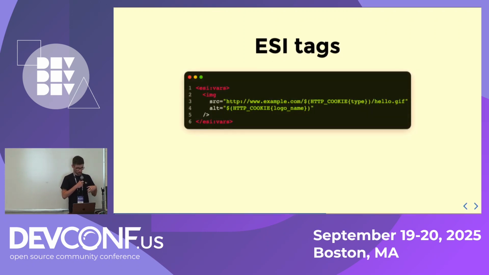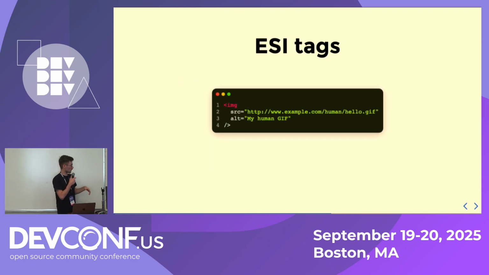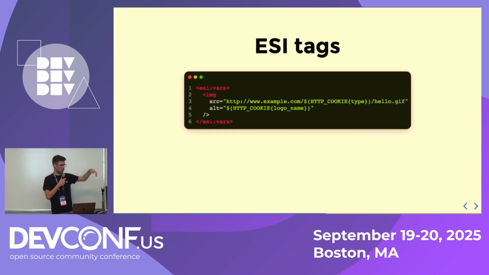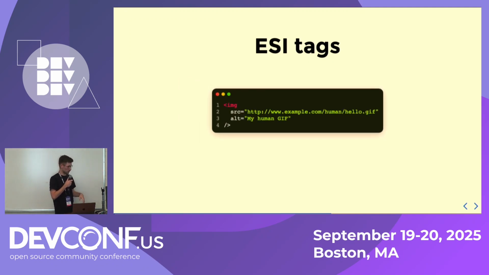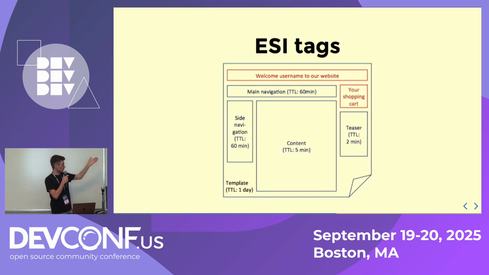So in your tags, you can interpolate some variables, and when you try to load the image tag, it will interpret the type and the logo name from the cookies sent by the user. So it can give you something like that. If your user sends you an HTTP cookie type Toto, it will try to load the source /toto.gif.